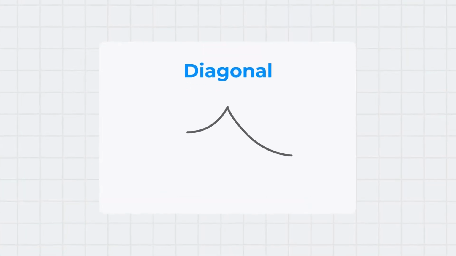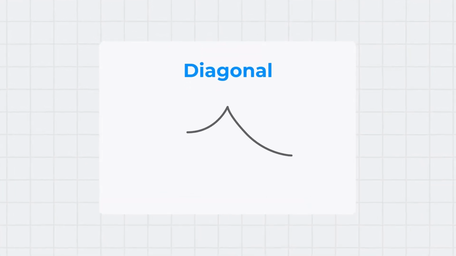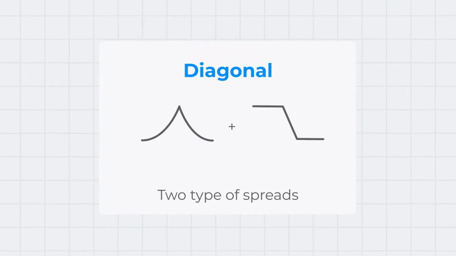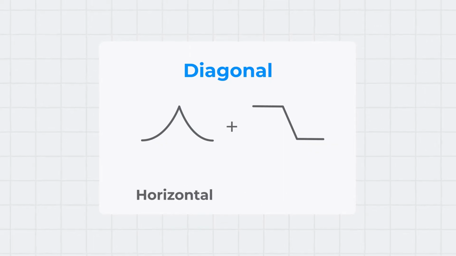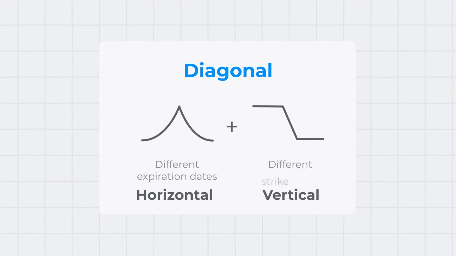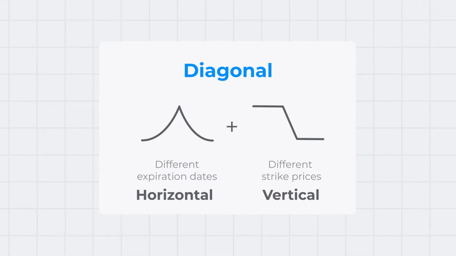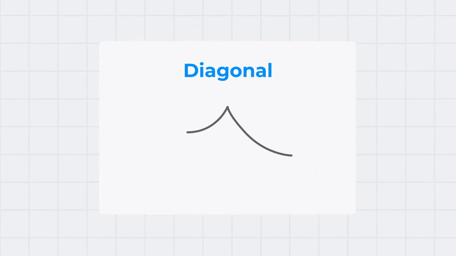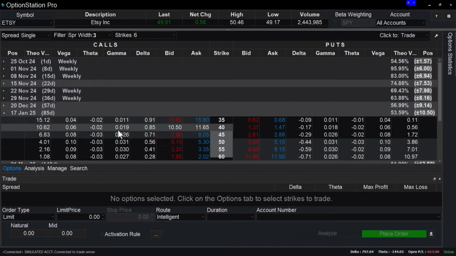The name diagonal comes from how the trade is set up, which combines two types of spreads: a horizontal spread, which uses different expiration dates, and a vertical spread, which uses different strike prices. You can think of a diagonal spread as a hybrid of these two strategies. Here's how it works in simple terms.